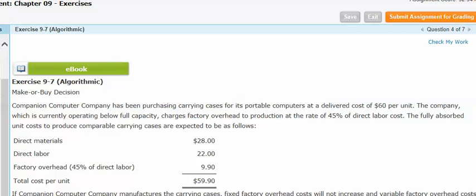This is exercise number 4 from chapter 9, and we're going to be considering a make or buy decision. So, should we buy the product somewhere else or shall we make it in-house?